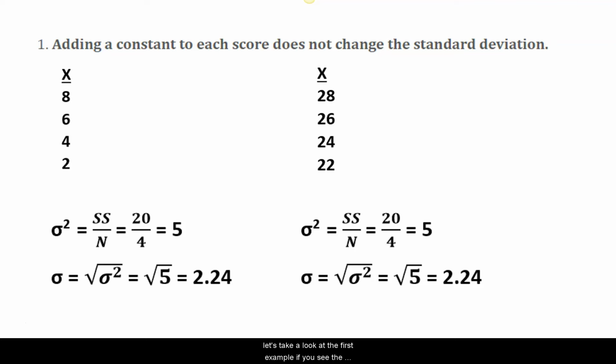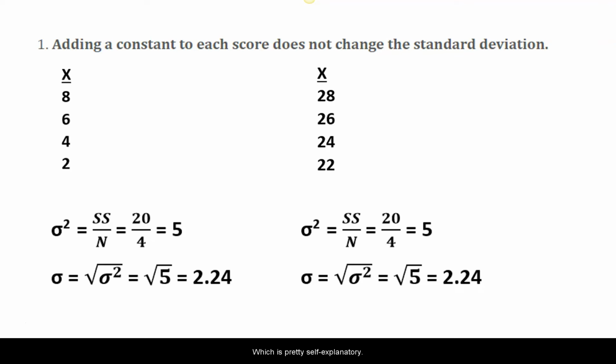If you see the numbers on the left, those are numbers that we've gotten used to: 8, 6, 4, and 2. You might remember a few slides ago, we calculated the variance as being 5. We went through that whole calculation, and sure enough, the standard deviation is the square root of 5, which of course is 2.24.